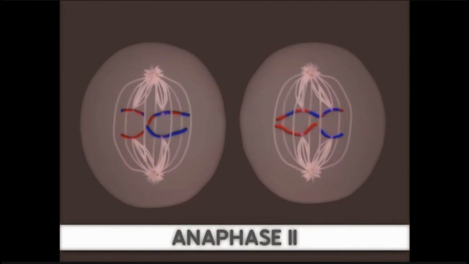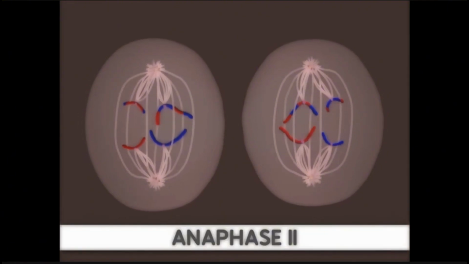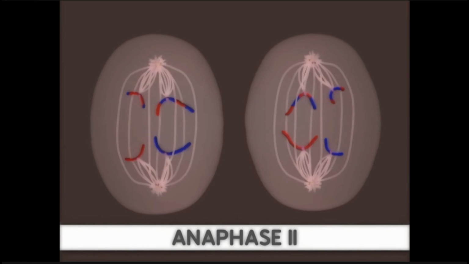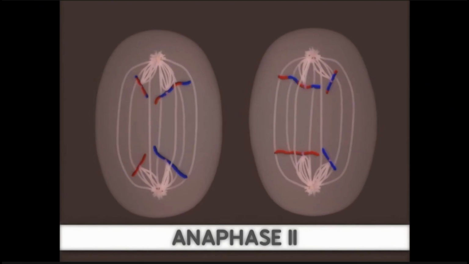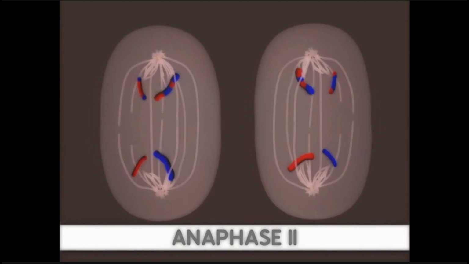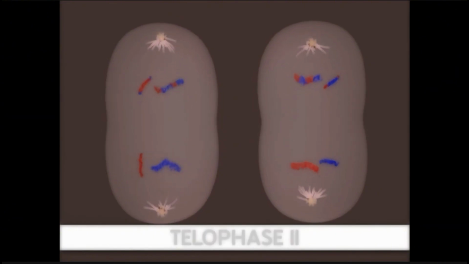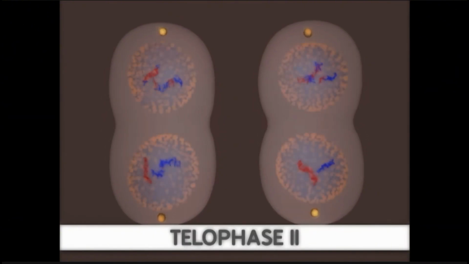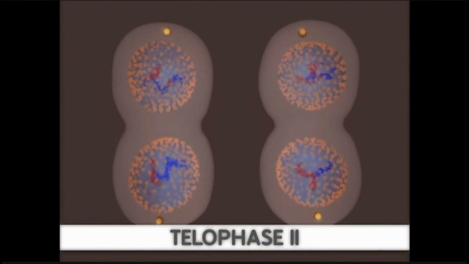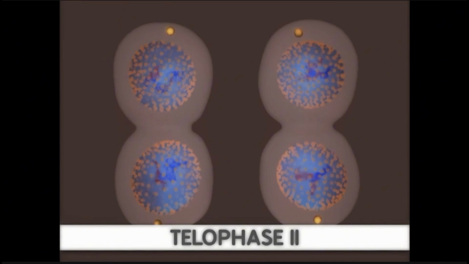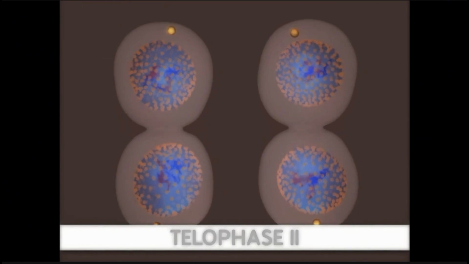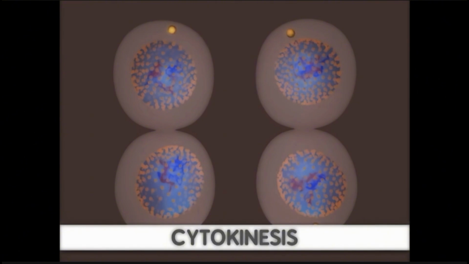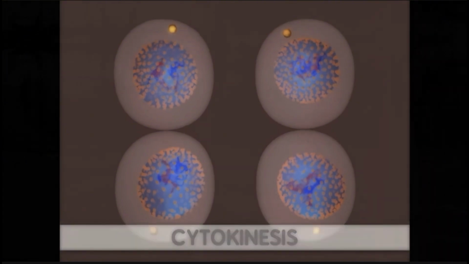After that, during anaphase 2, the sister chromatid centromeres will start to separate. Sister chromatids will separate and move towards the opposite poles. In telophase 2, chromosomes arrive at the poles of the cell. Spindle fibers start to disappear, and the nuclear membrane and the nucleoli are reconstructed.